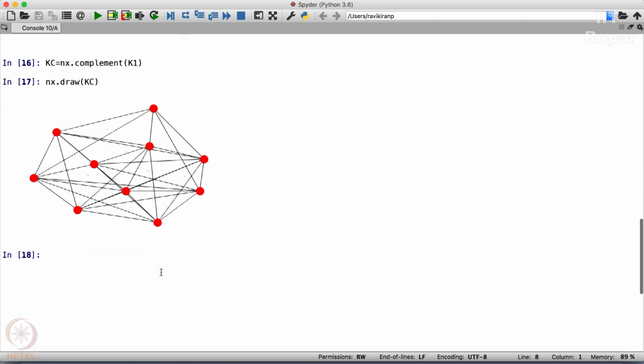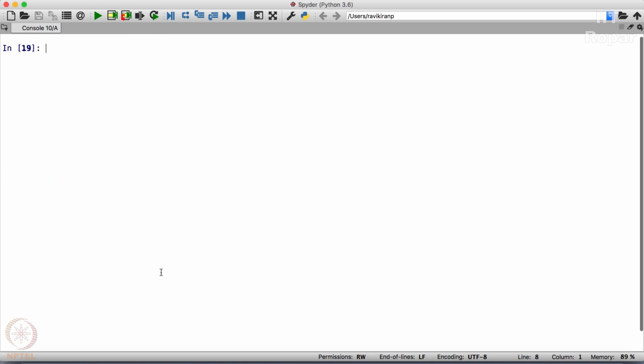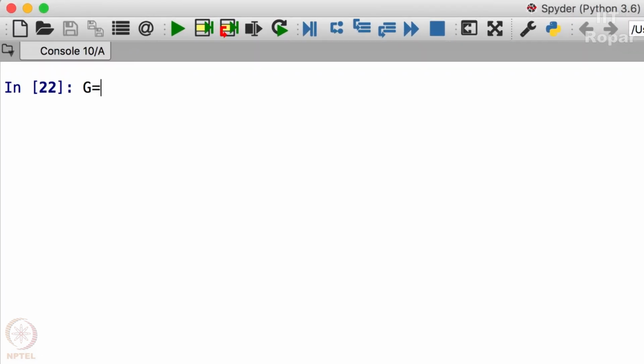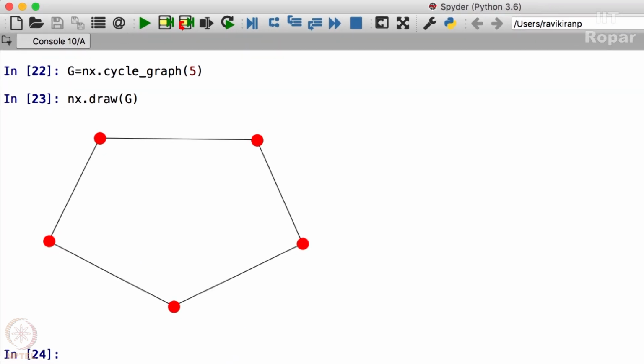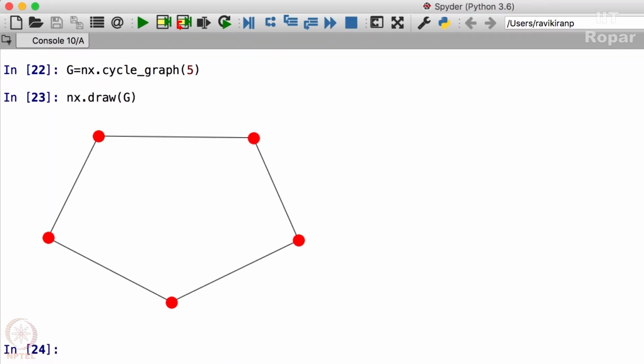Now, let us move ahead. I'm going to clear the screen again. So we are now going to see something called the self-complementary graphs. If you remember, we had seen that a graph whose complement is itself is called a self-complementary graph. So now I'm going to draw G is equal to nx.cycle_graph. You must know what a cycle graph is. It's nothing but Cn. So I'm going to draw this graph on 5 vertices. nx.draw(G). You see, I have obtained a cycle on 5 vertices.